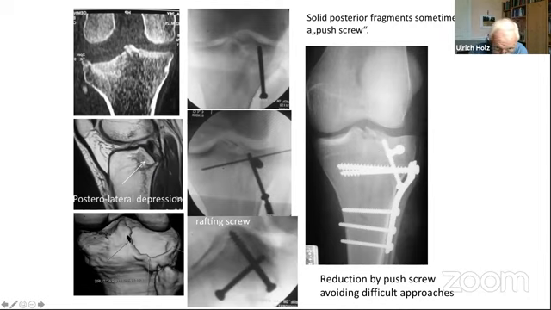And the whole thing, because it is a big lateral condylar fragment, at the end we put a buttress plate in order to stabilize it. So with this push screw technique, you avoid difficult approaches, but it works only in fragments which are solid. You cannot elevate crushed fragments. It's not possible.